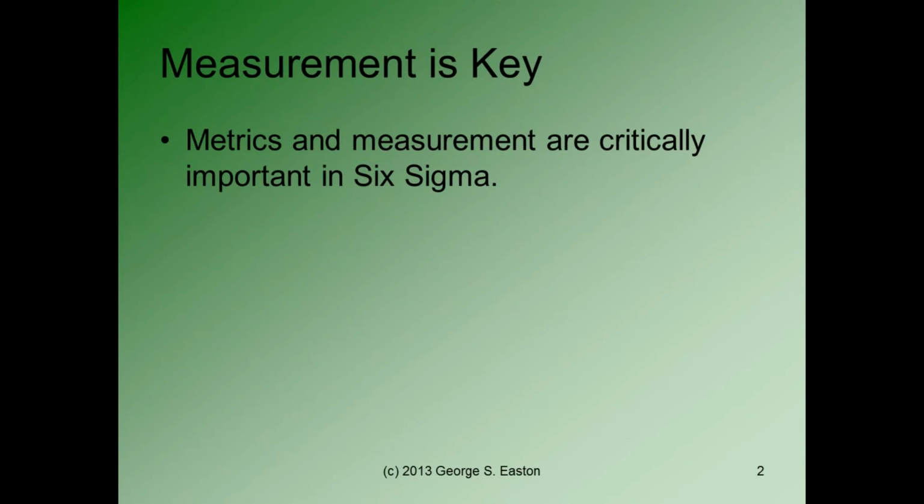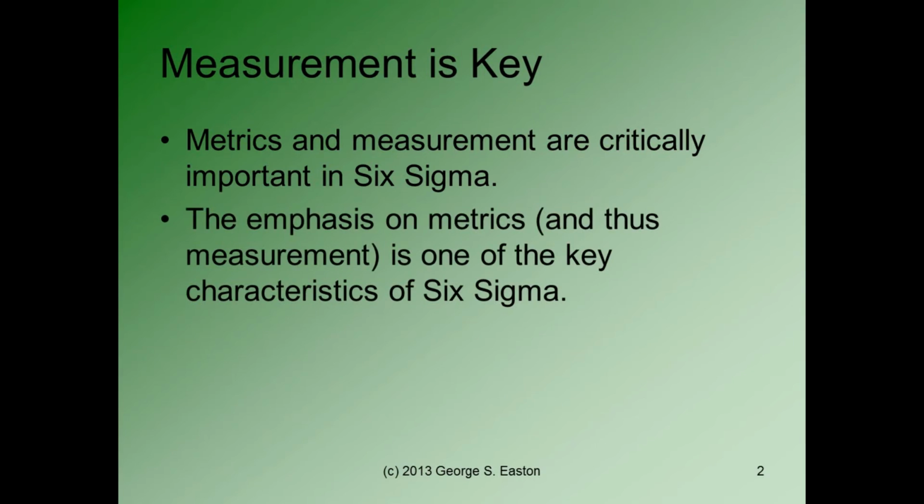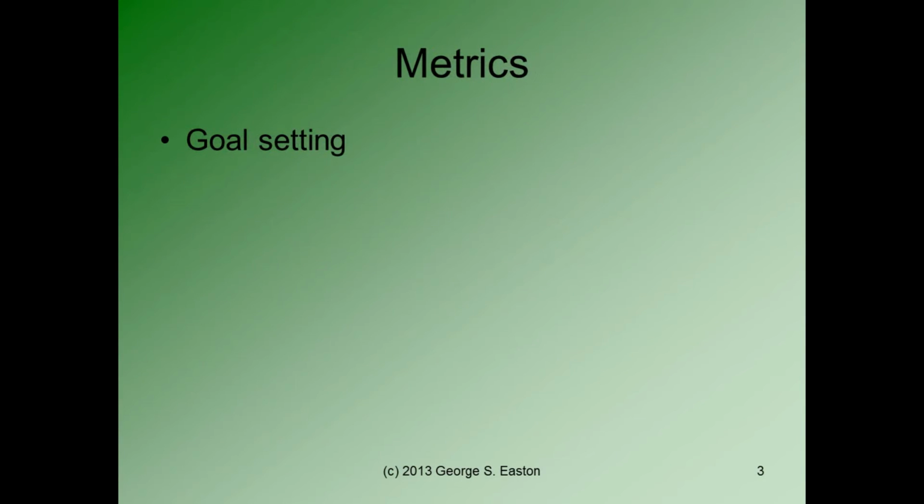Now, measurement is absolutely key and central and critical in Six Sigma. In fact, the emphasis on metrics is one of the things that distinguishes Six Sigma from quality management systems that came before. In Six Sigma, measurement is pervasive. Part of the philosophy of Six Sigma is that associated with every goal should be a metric that can be used to assess whether or not the goal is met.